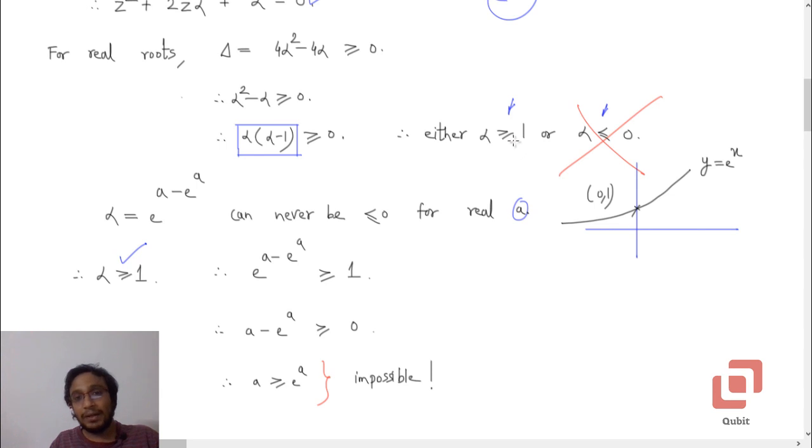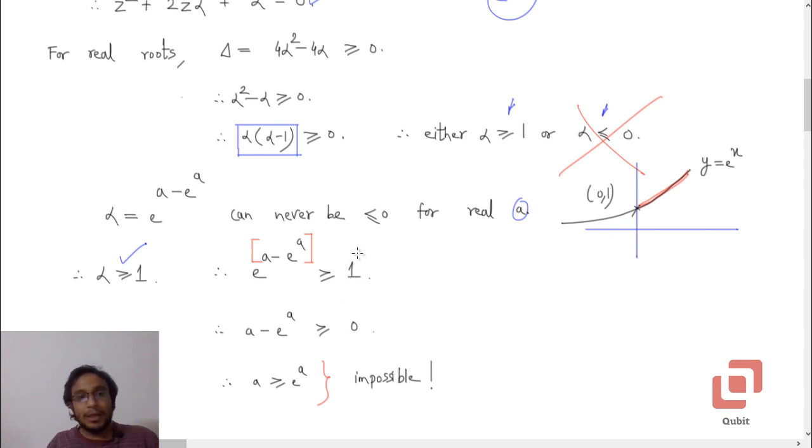So can alpha be greater than or equal to 1? Okay, let's answer that now. If at all alpha is greater than or equal to 1, it means e to the power a minus a is greater than or equal to 1, or it means the exponent must be greater than or equal to 0. Again, for that we are interested in this portion of the exponential curve.